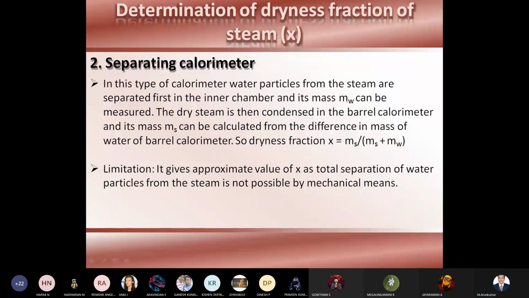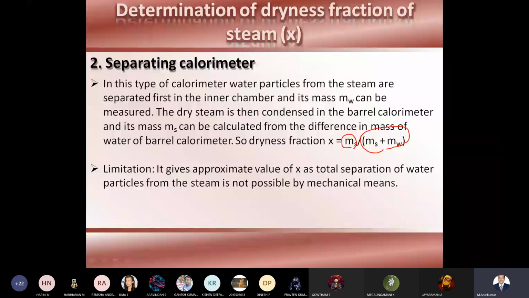So these two mass differences can be taken to calculate the dryness fraction. This dryness fraction will be equal to the mass of steam divided by the total mass. There is some limitation in the separating calorimeter. The limitation is that only an approximate value of X is obtained, because total separation of water particles from the steam is not possible by mechanical means.